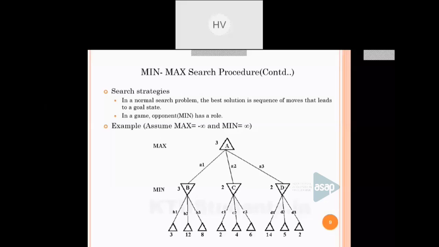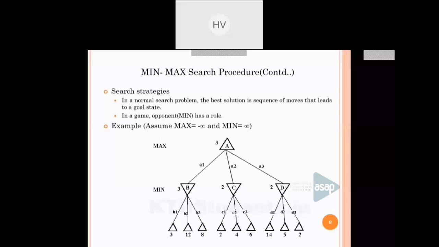Then from these resultant values 3, 12 and 8, you have to find the minimum among these three values. The minimum of 3, 12 and 8 is 3. So you get the value 3 at node B.